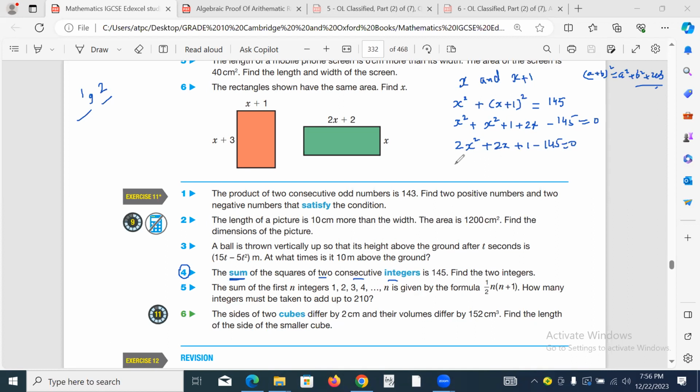So here we have 2x squared plus 2x minus 144 is equal to 0. All are divisible by 2. So the equation is x squared plus x minus 72 is equal to 0.